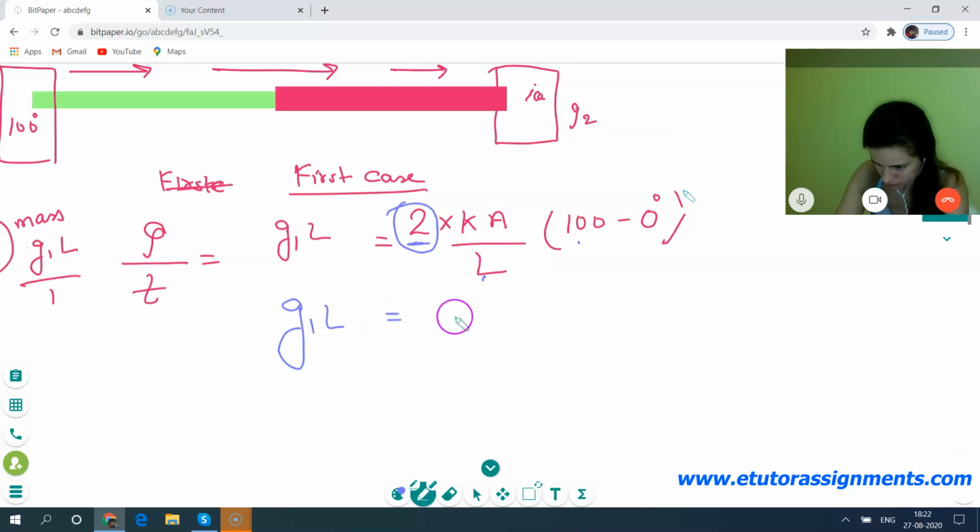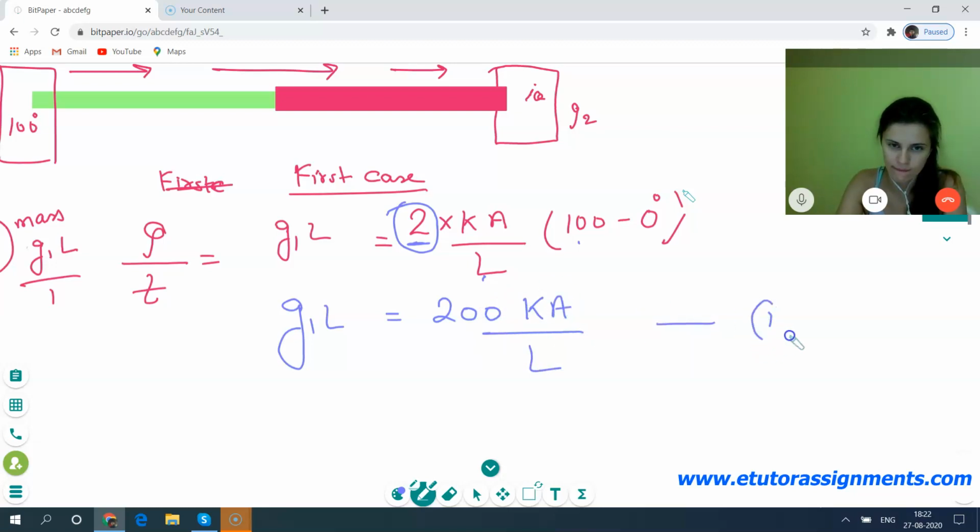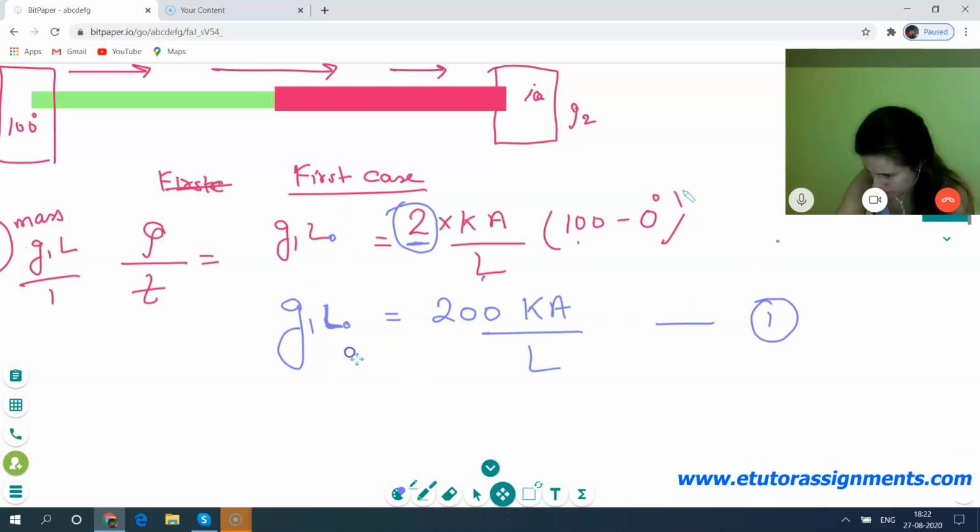G1 L is equal to 200 KA divided by L. I will write this as equation number 1. Is it clear? But you can transfer L to the other side, no? This L and the latent heat are different. How will I write the latent heat? I will write L0.